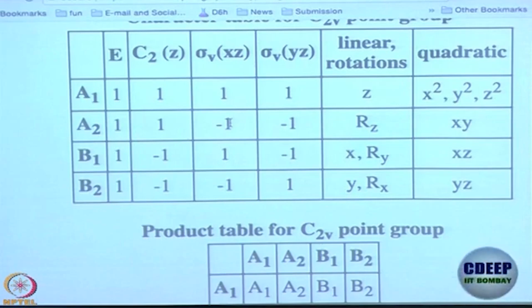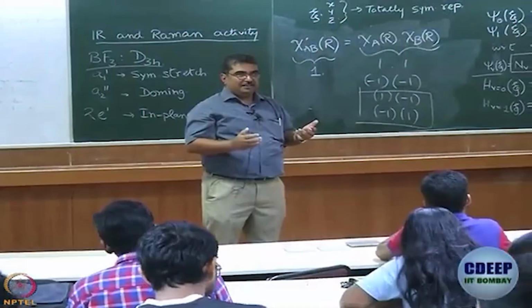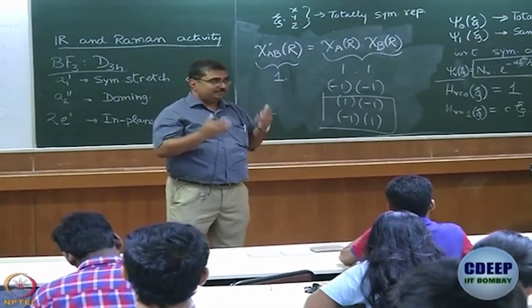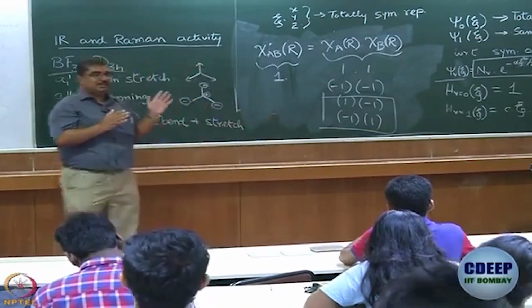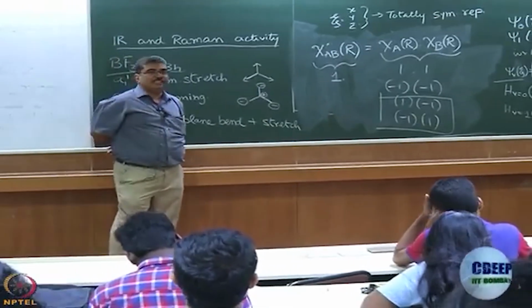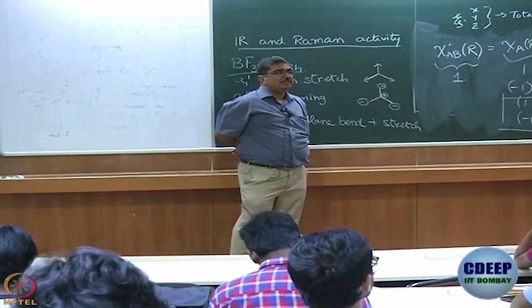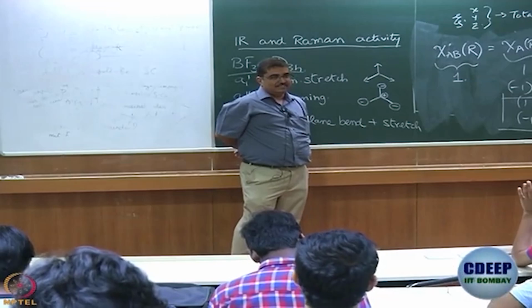If there is a question, please ask now. The point I am trying to make is that a direct product contains a totally symmetric representation if and only if the two functions belong to the same irreducible representation. Once we are convinced about this, we will make the statement about IR activity. If there is a question, this is the time to ask. Do we have a question? Any question? Yes.